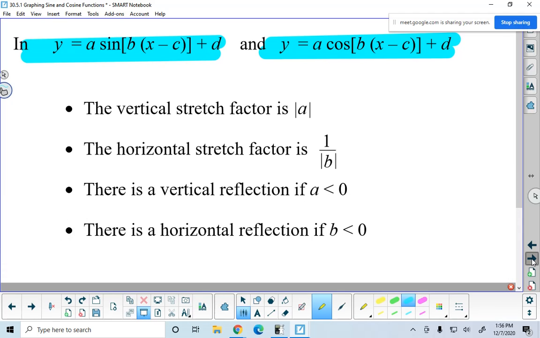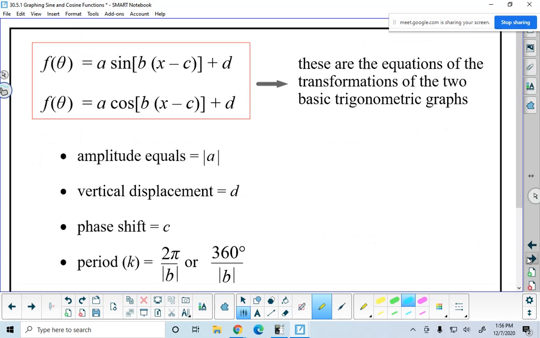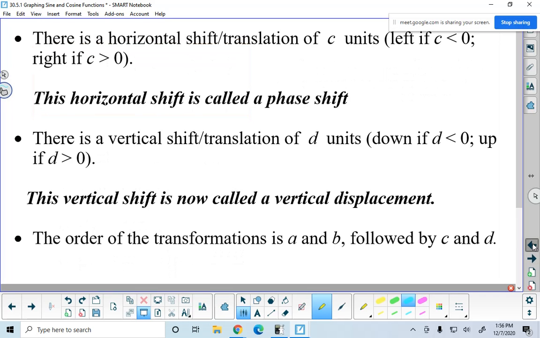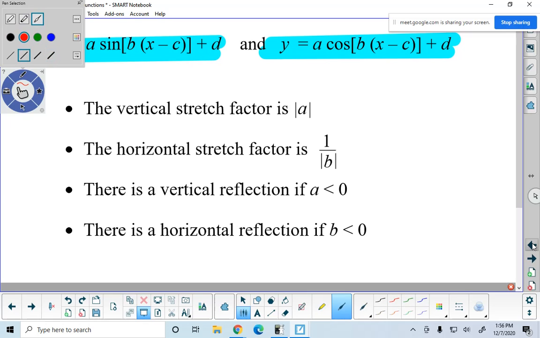I'm going to go to the next line here. This is what you're looking at on your handout, basically. Actually, I want to be careful here. No, that's a review for the next day. Okay, so there's a vertical stretch factor of the absolute value of A. Please make a note, and you can actually write this down in your package, that the vertical stretch factor is the amplitude.